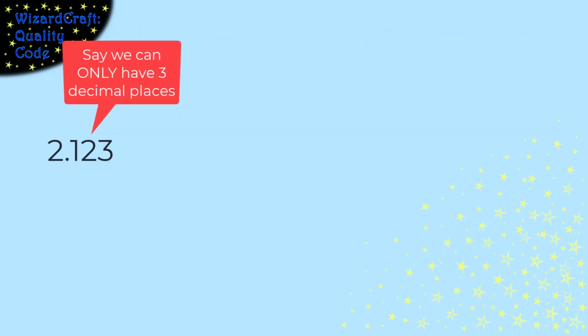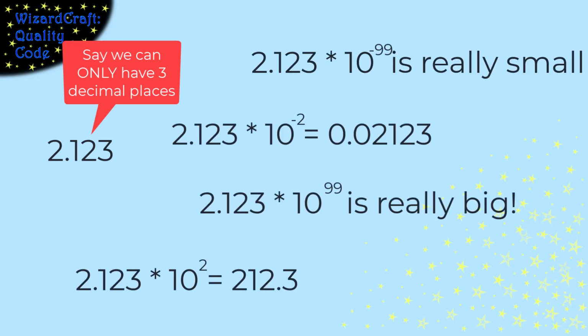Imagine in scientific notation that you're only allowed to have 3 decimal places. That doesn't bound the range of values you can store. Remember that exponent could make the resulting number really big or really small. But it does bound the precision that your number can have.